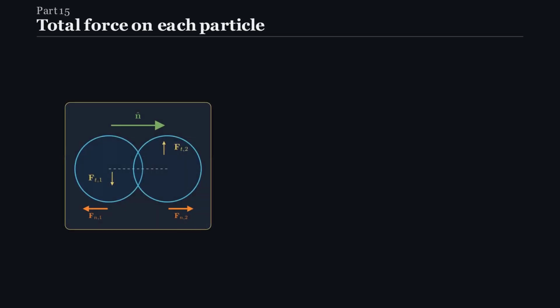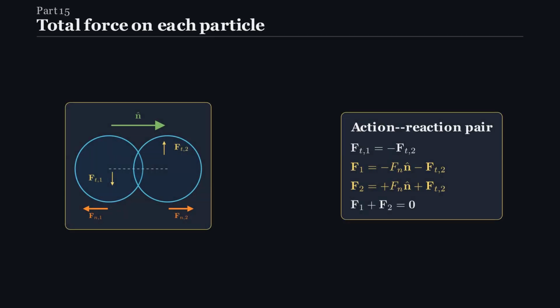The total force is the sum of the normal and tangential parts. With the convention used here, the tangential force on particle 1 is minus the tangential force on particle 2. The total forces are therefore exactly equal and opposite. So Newton's third law is satisfied at each contact.